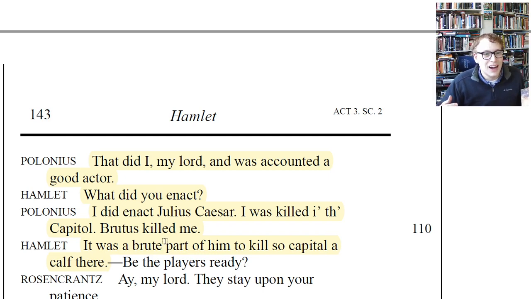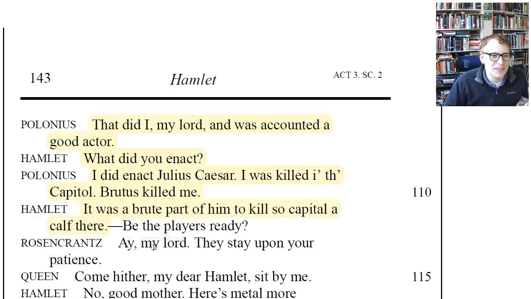of as a son. And they had done this play together, right? And Hamlet, of course, has this funny line, "It was a brute part of him to kill so capital a calf there," playing on Brutus and brute, capital and Capitol. Anyway, it's a beautiful, witty wordplay where Hamlet once again makes fun of Polonius, right?